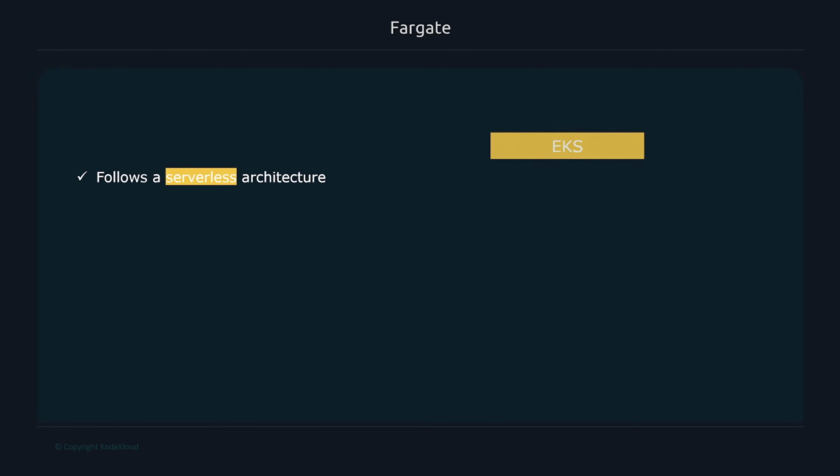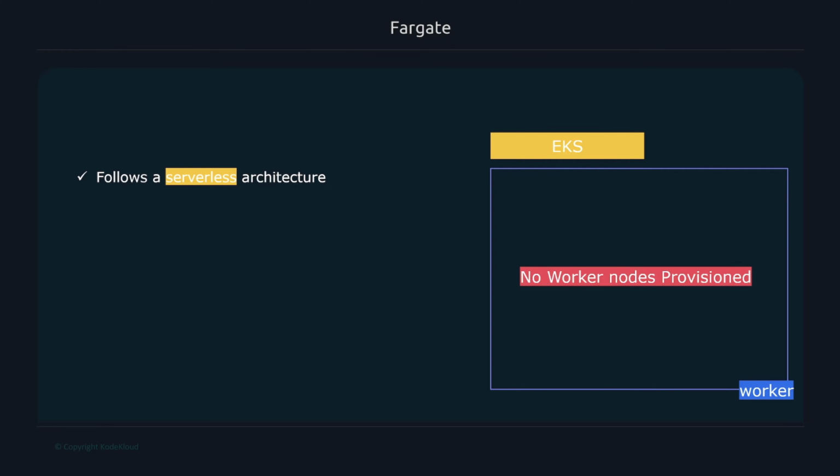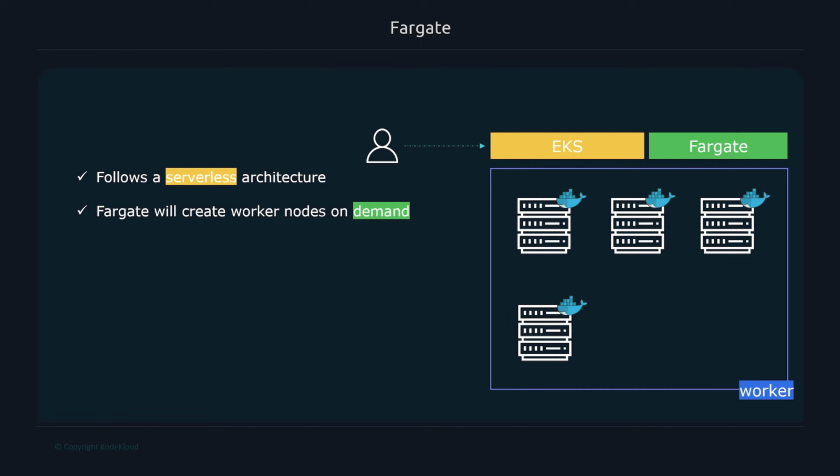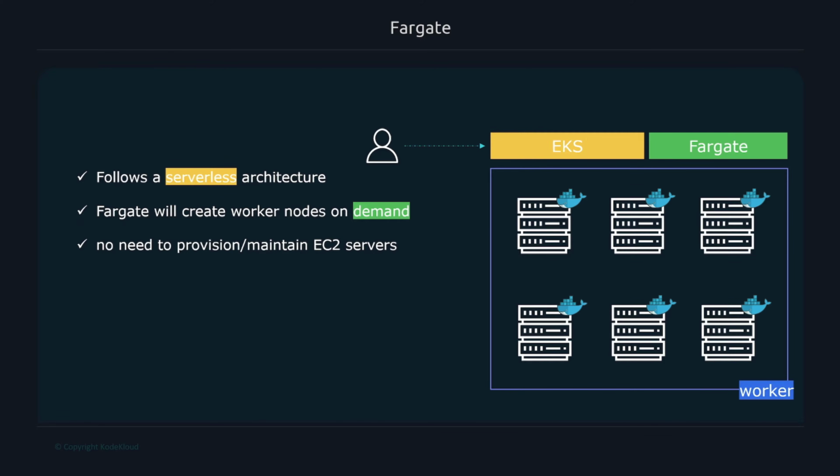And Fargate follows a serverless architecture. And with a serverless architecture, you don't actually have to provision or configure any of the worker nodes. You don't have to configure any EC2 instances whatsoever. Instead, what happens is when you deploy resources onto your Kubernetes cluster, Fargate will actually take a look at what needs to be created and will actually create all of the worker nodes on demand. And that way you don't have to touch any EC2 servers. It's all managed by Fargate. You never have to worry about creating or deleting or provisioning any EC2 instances.